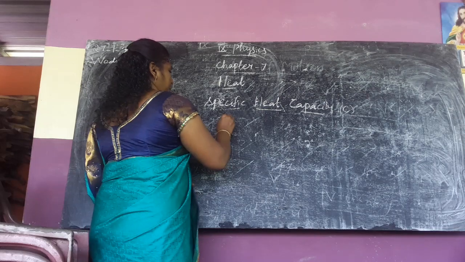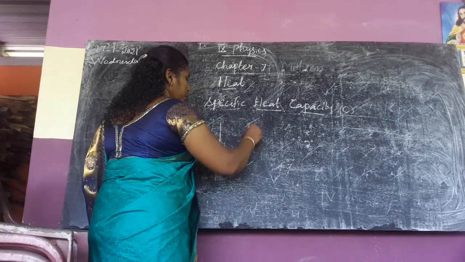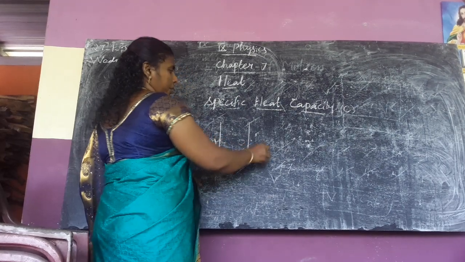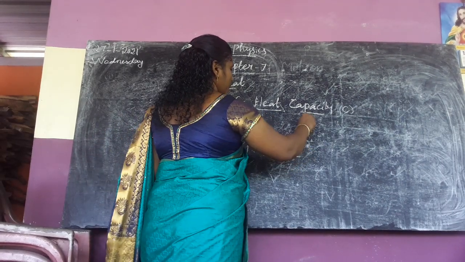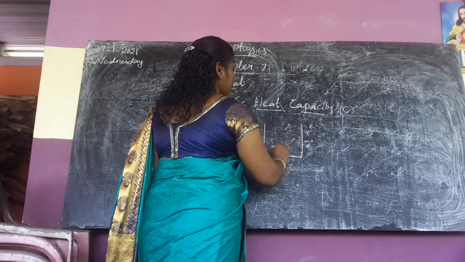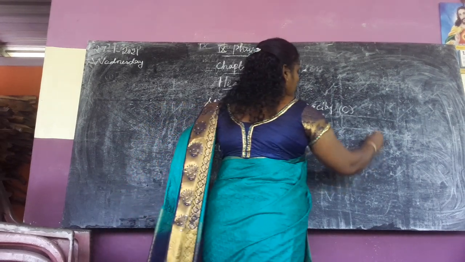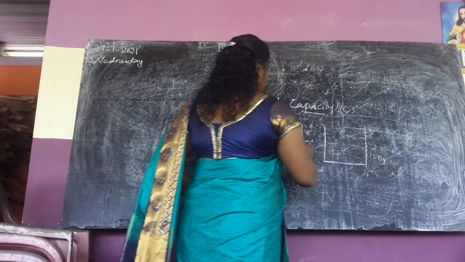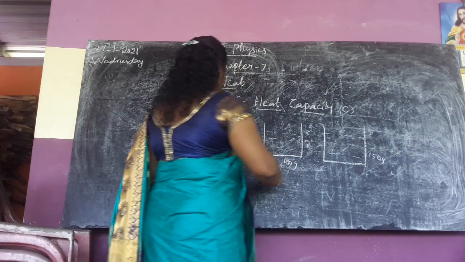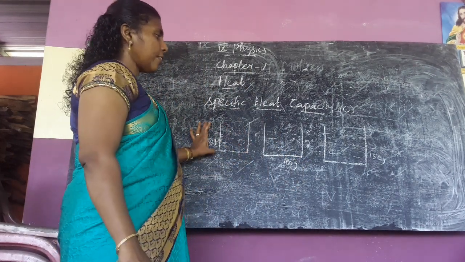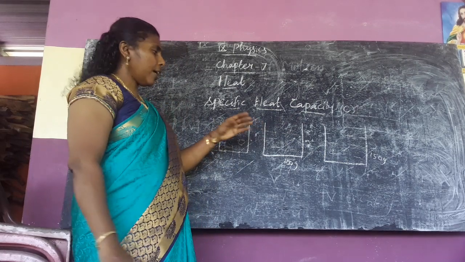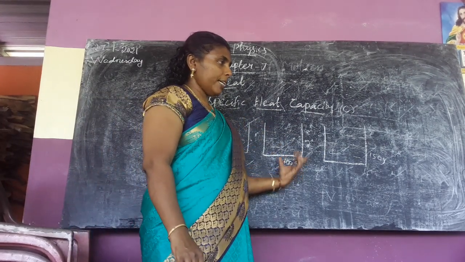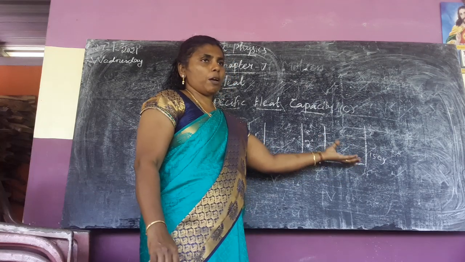Let us consider a beaker containing water. Here 50 gram of water. Next beaker, 100 gram of water. Next beaker, 150 gram of water. So we are taking 3 beakers and filling them with water. First beaker 50 gram of water, second beaker 100 gram of water, third beaker 150 gram of water.